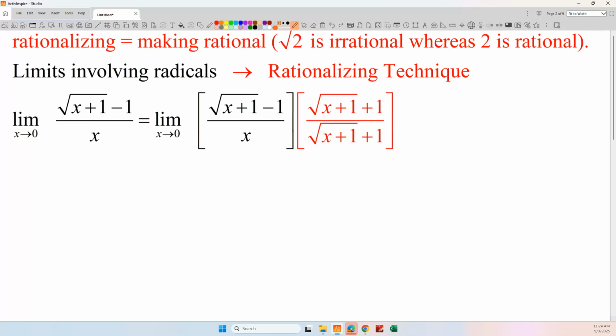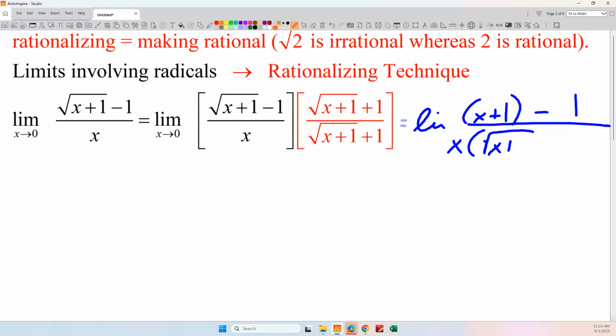If we expand this out, we get the limit of what on the top? Well, a minus b times a plus b, you told me, is just a squared minus b squared, right? So that's going to give me, what is the square root of x plus 1 squared? x plus 1. Minus 1 squared. Hey, look at that. On the bottom, we've just got this big mess. We just have x times the square root of x plus 1 plus 1.